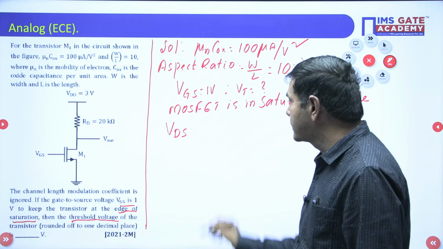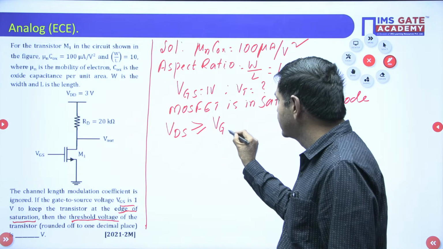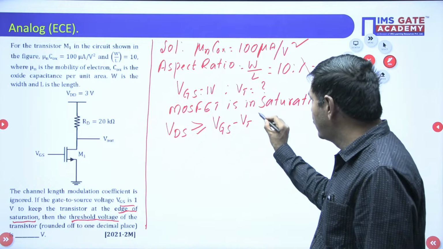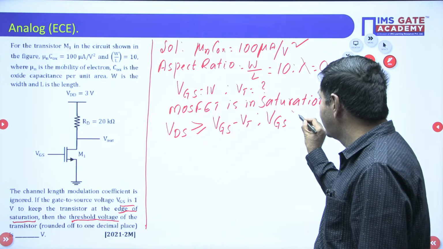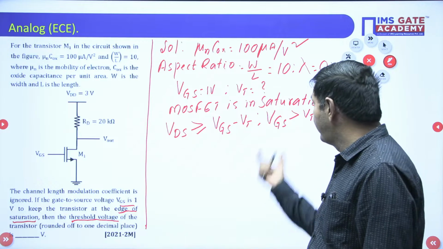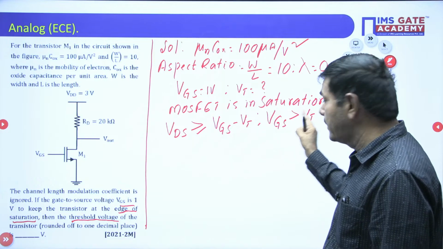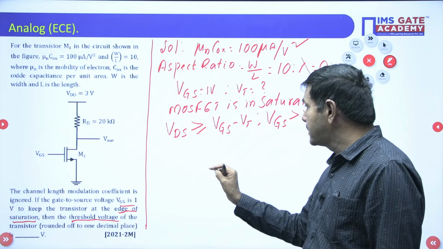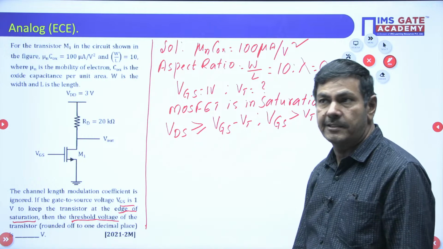Drain to source voltage must be greater than or equal to VGS minus VT. Not only this condition, one more condition is there. VGS must be greater than threshold voltage. Initially you must check VGS must be greater than VT. That is the first condition. VGS greater than VT alone is not sufficient, and also VDS, drain to source voltage, must be greater than or equal to VGS minus VT.